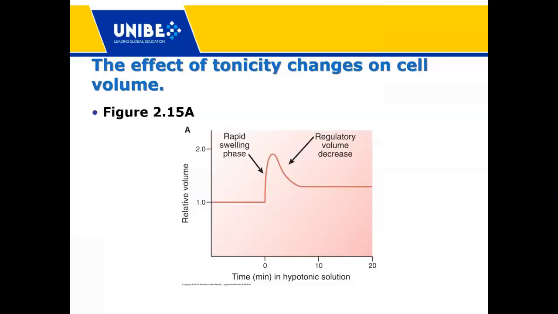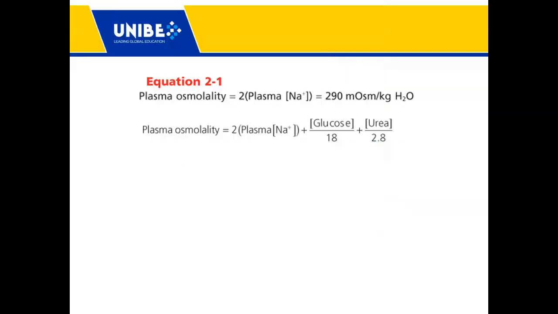These parts you can skip. The idea is that cells are able to compensate or maintain homeostasis if we change them into different tonicities or concentrations. But that's basically it.